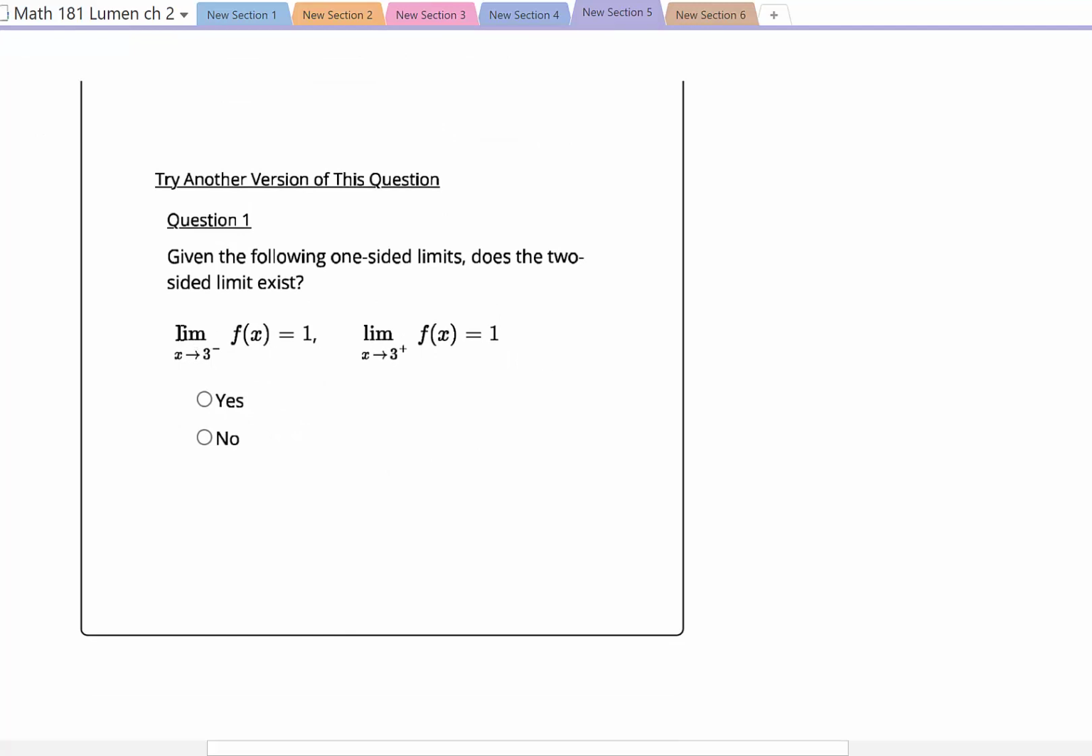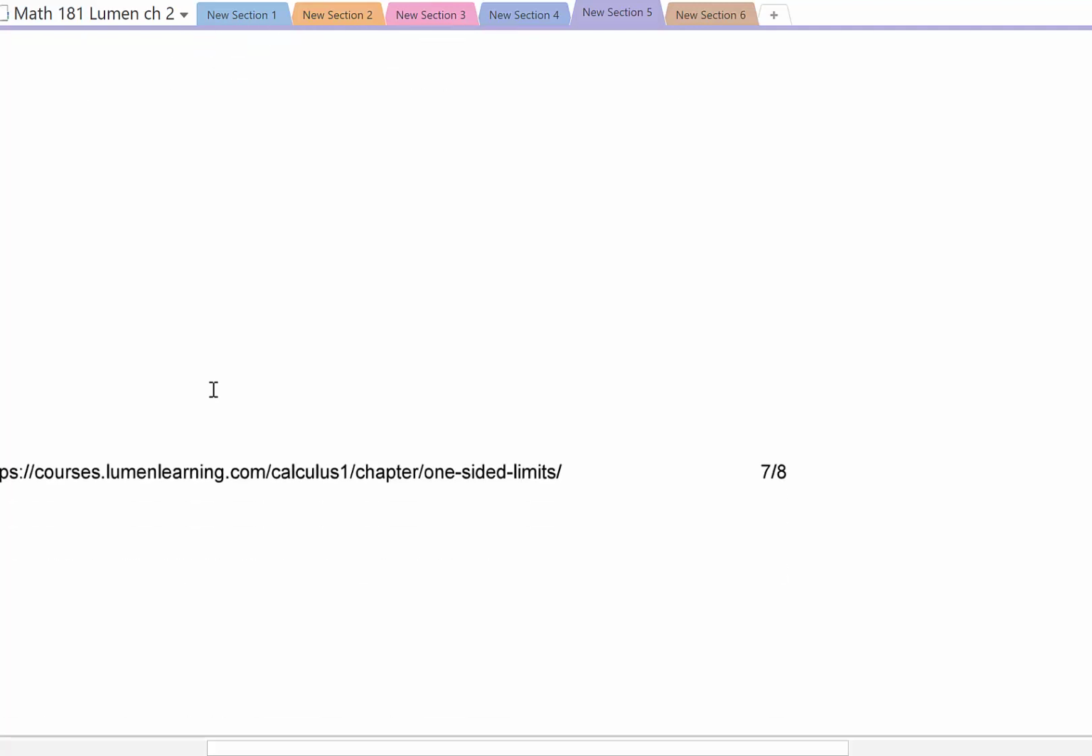So here we have the limit as x approaches 3 from the left of f of x is 1, and the limit as x approaches 3 from the right of f of x is 1. So given the following one-sided limits, does the two-sided limit exist? Well, since they are both equal to the same thing, the answer is yes. And that would do it for this section, I believe. Okay.